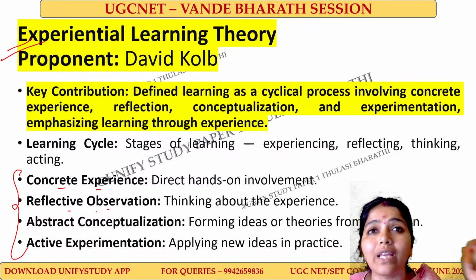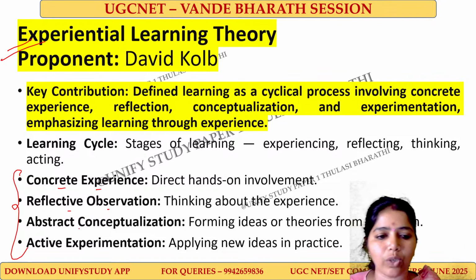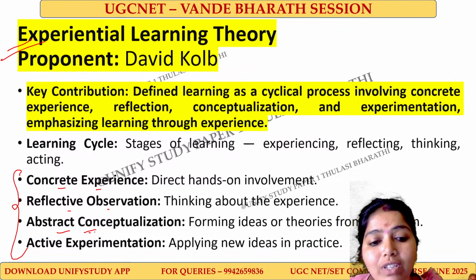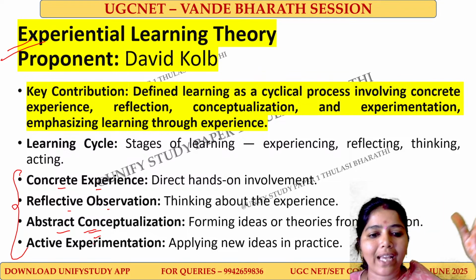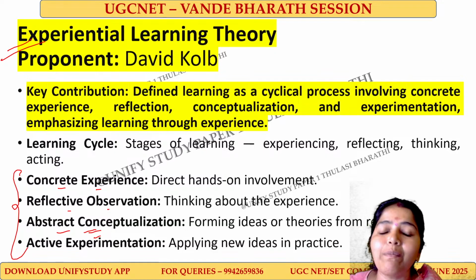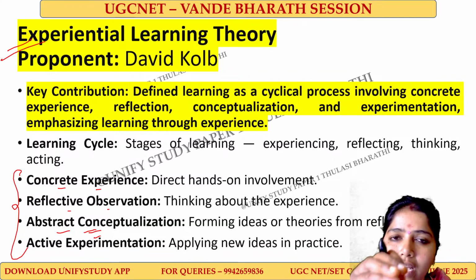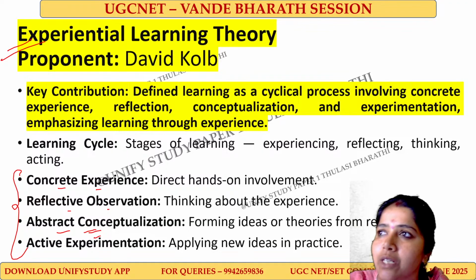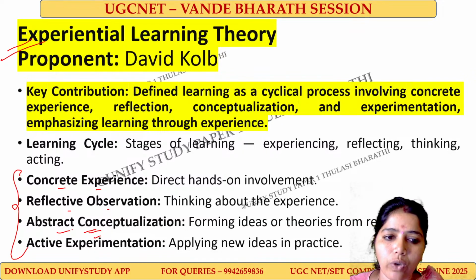Reflective means we have to think why it failed, what happened inside. So we have to think critically about it and get the abstract conceptualization. After looking at the failure or the mistake, I can come to an idea of what can be done, and then I will experiment with it. Whenever we want to learn something, we have to use this experiential learning theory. Try to apply it from the examination point of view. This question has been asked in terms of sequence, so try to note this sequence.